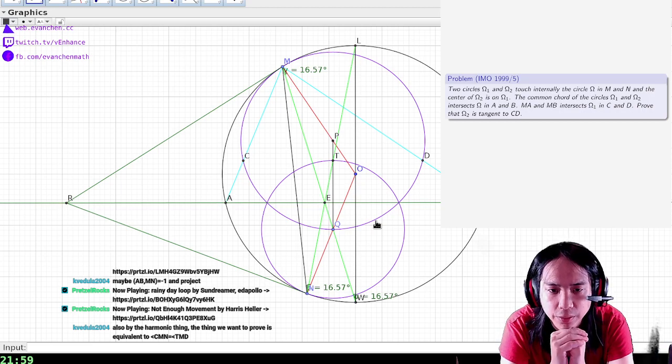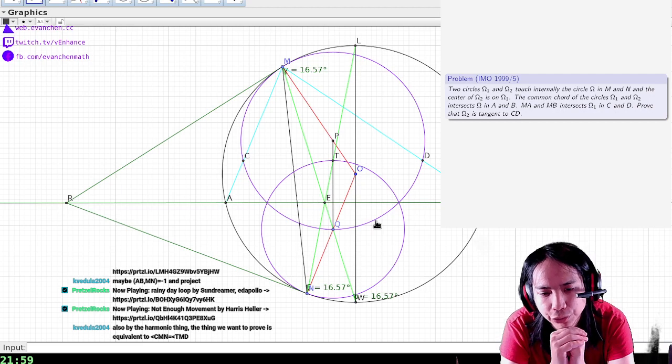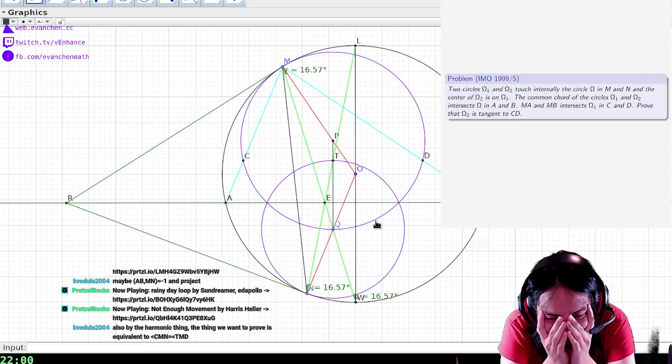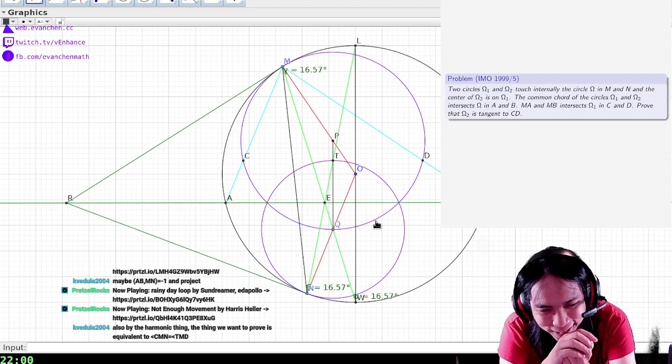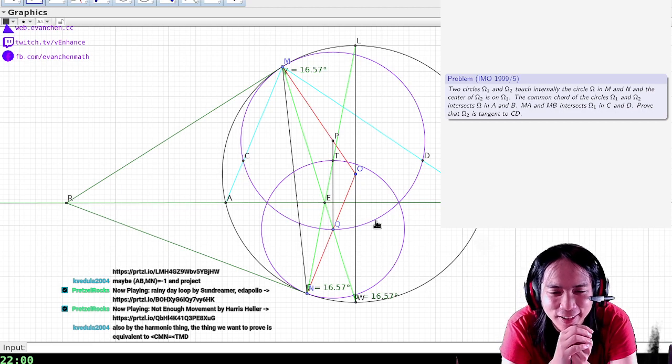CMN equals TMD. Wow, that is the most... I mean, not wrong. Hey. Is that actually what I'm supposed to do? If it is, I'm going to be very impressed. No way. This is a mixed to linear thing?